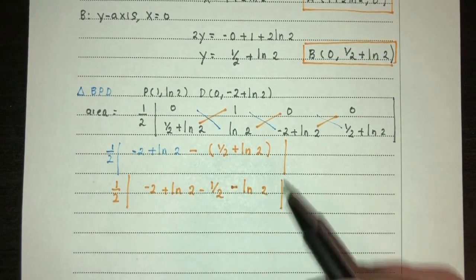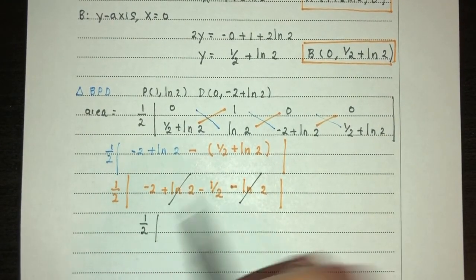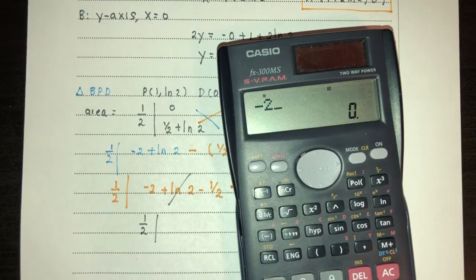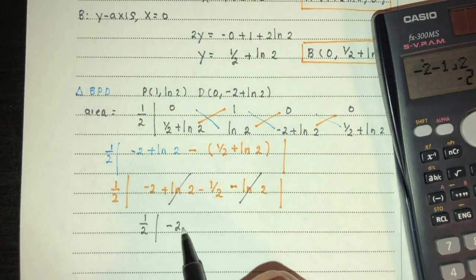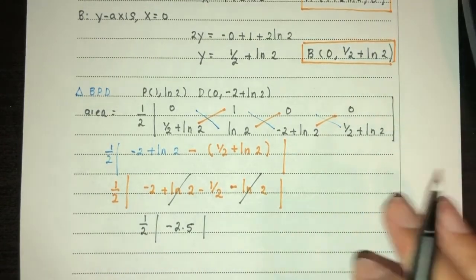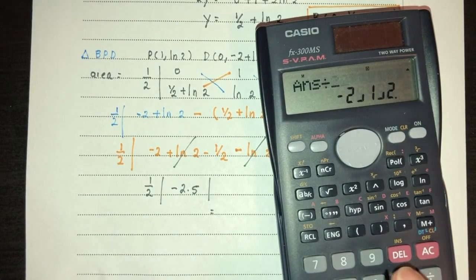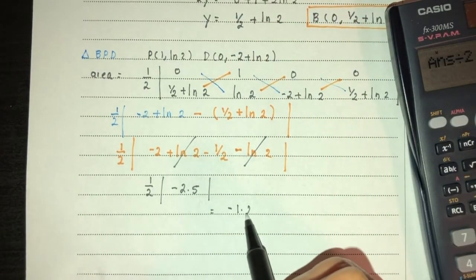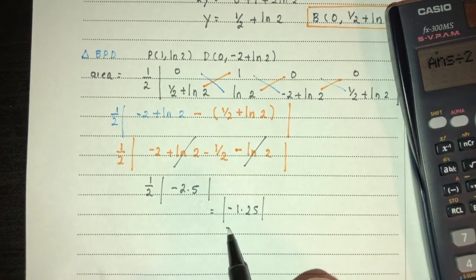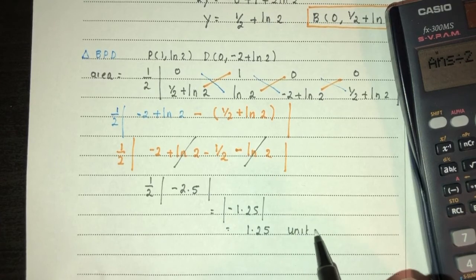As you can see, these two will cancel out. So you have half. And here we have minus 2 minus half. That will be minus 2.5. But it is inside the modulus. Area cannot be negative. So you will divide by half, by 2. You will have minus 1.25. But it is inside the modulus. It will become 1.25 for the area of triangle PBD.